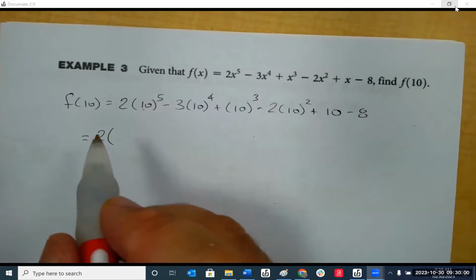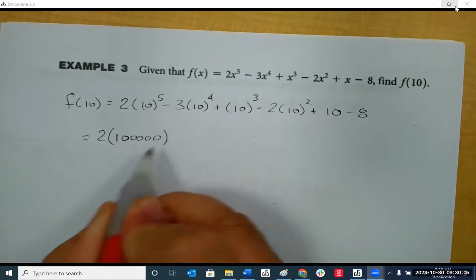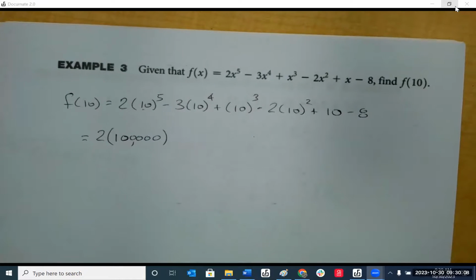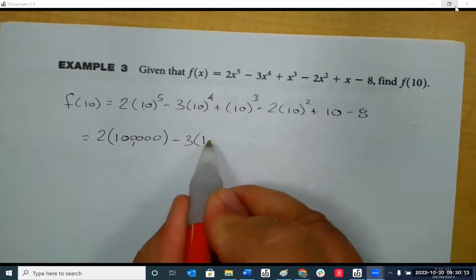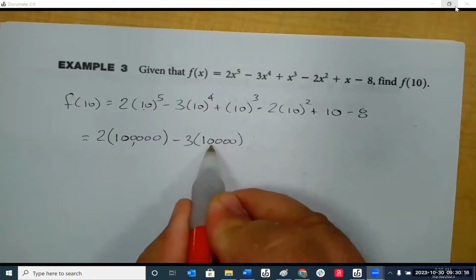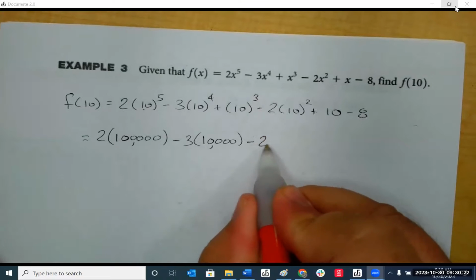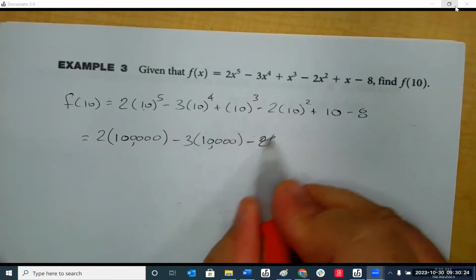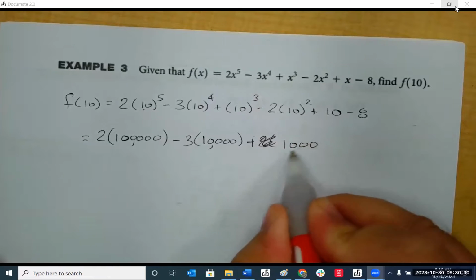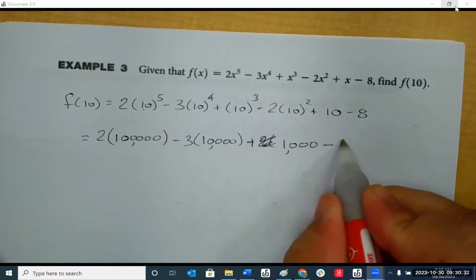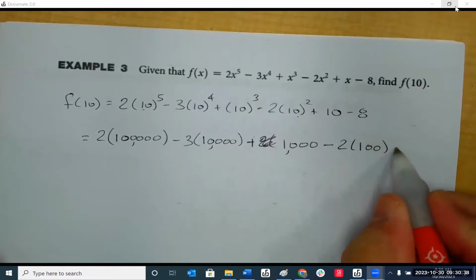Ten to the fifth, all that means is a 1 with 5 zeros. Ten to the fourth means a 1 with 4 zeros. 10 to the third is 1 with 3 zeros. 10 to the second is 1 with 2 zeros.